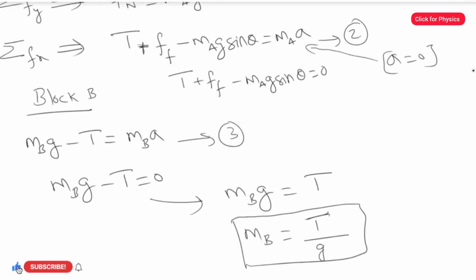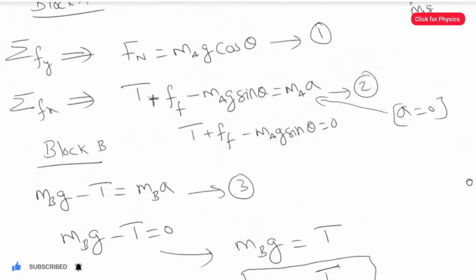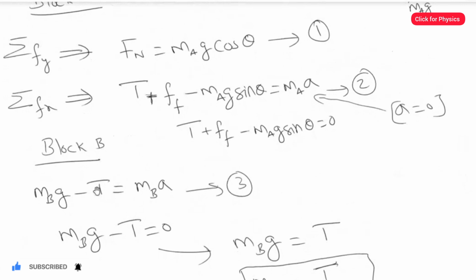So if you want the answer for the mass of block B, first we have to find the tension. For getting the tension, I have to take an equation. Which equation? We can take any one of the equations. I'm going to take the second equation. What is our second equation? This equation, right? After we substitute a equal to 0, this is our main equation. I just name this equation as Roman 2. So now I'm going to use this equation for finding the answer for tension.